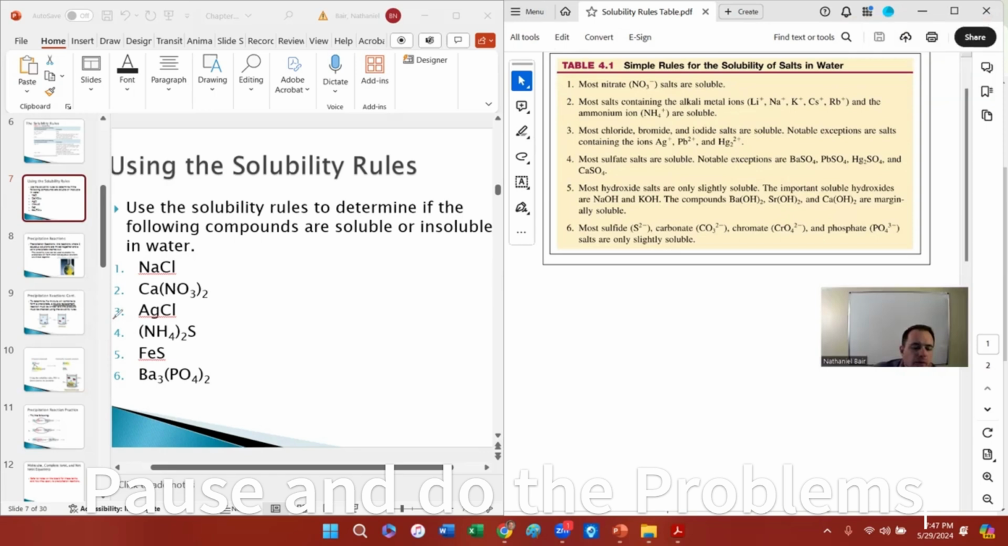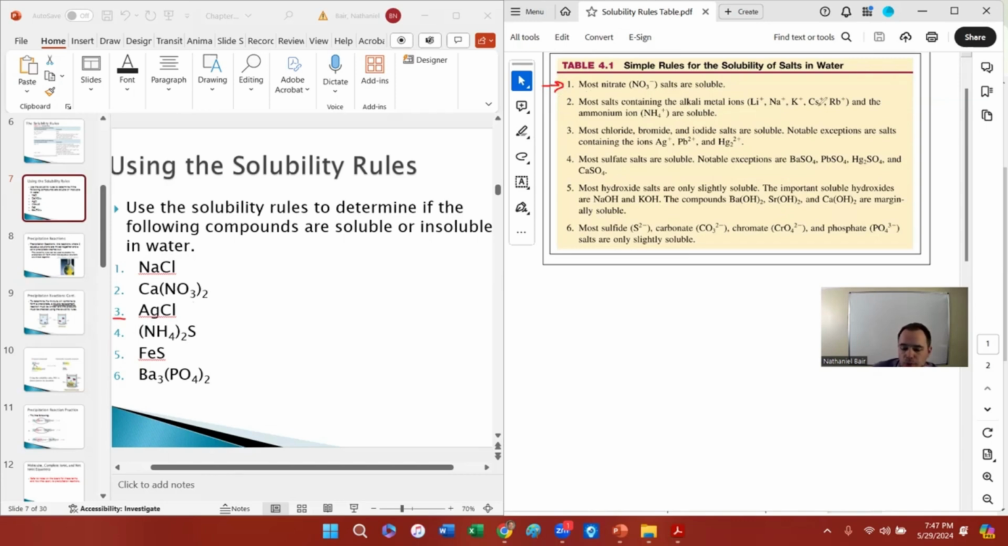All right, number 3, silver chloride. Rule 1, does rule 1 apply? No, no nitrate, acetate, or chlorate. Rule 2, does it apply? No, no alkali metal ion or ammonium ion. Rule 3, does it apply? Most chloride, bromide. Yay, we got a chloride. It's soluble, right? Wrong. It's an exception. It's silver chloride, so that guy's going to be insoluble. You're going to put an S there for solid.